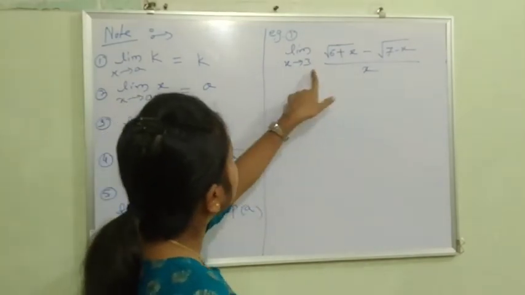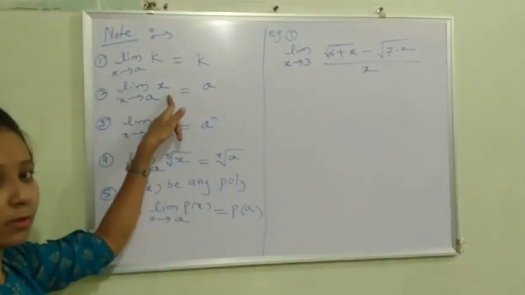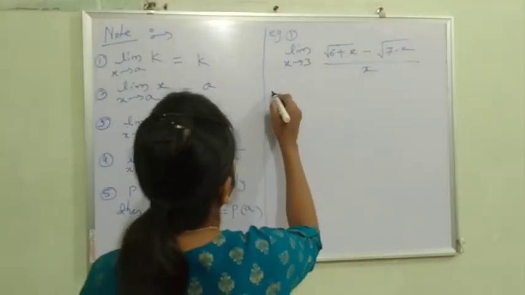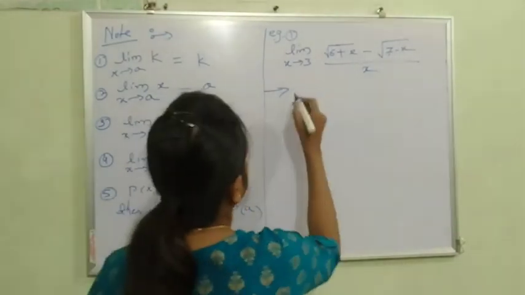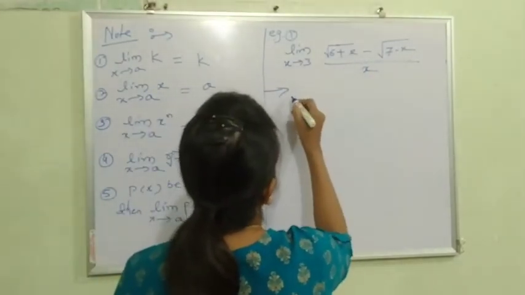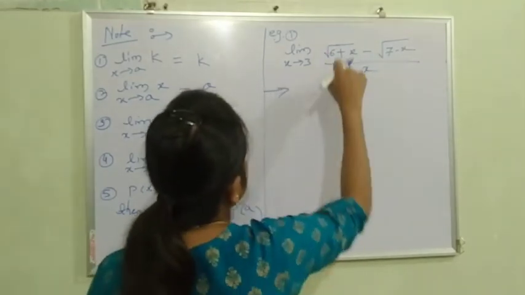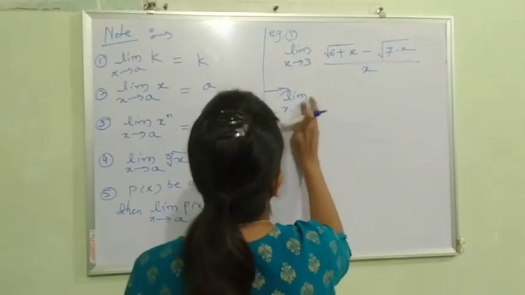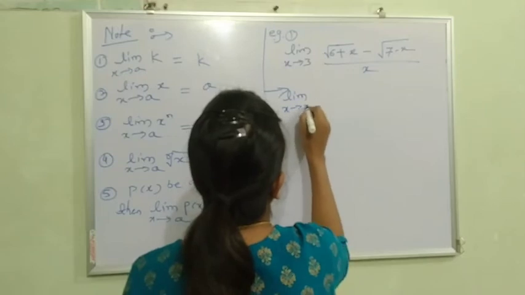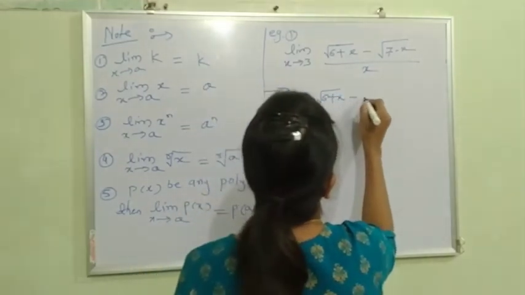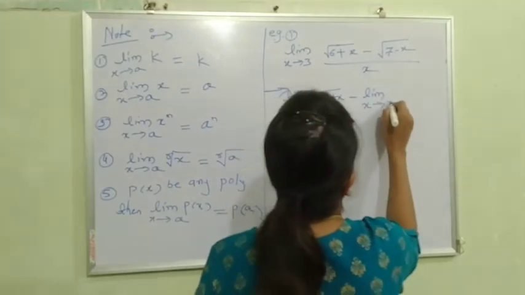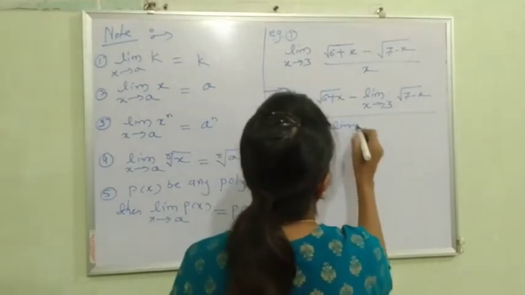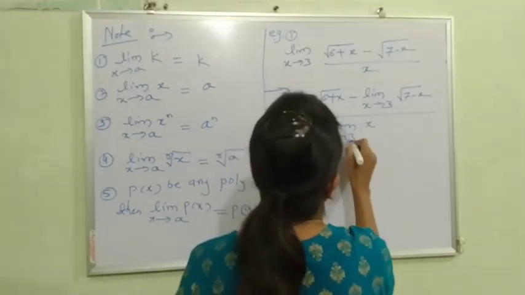What is the limit of x as x tends to 3? From the second note, it is 3, and 3 is non-zero, so we can apply the limit. Now let us use the algebra for subtraction and the algebra for division. We can write it as the limit as x tends to 3 of the square root of 6 plus x, minus the limit of the square root of 7 minus x, divided by the limit of x as x tends to 3.